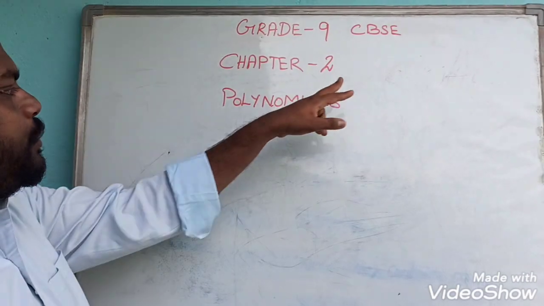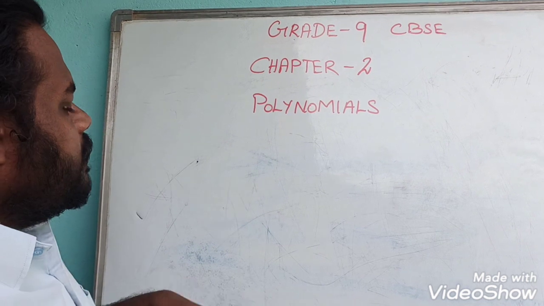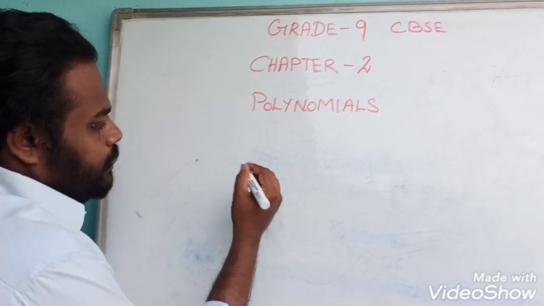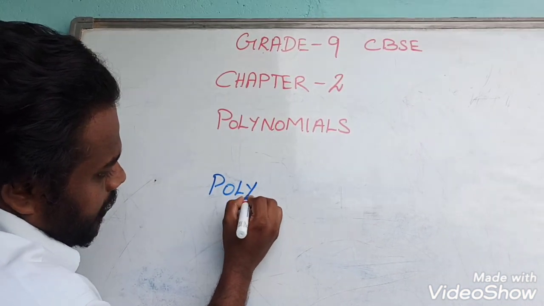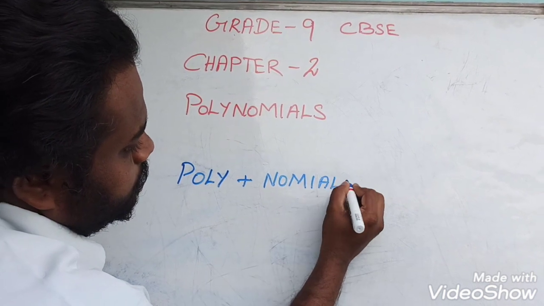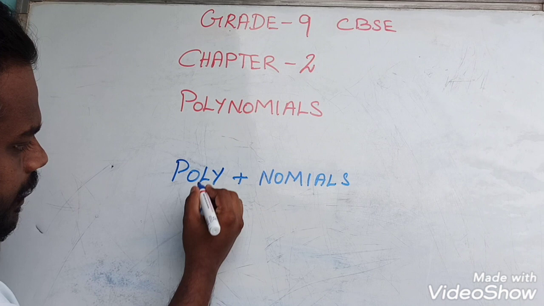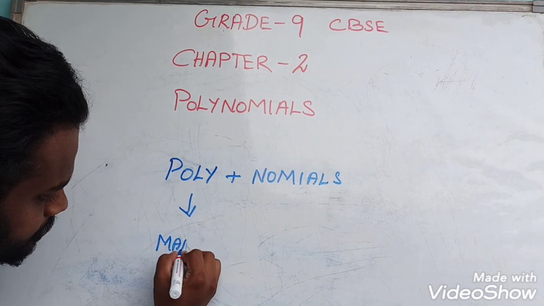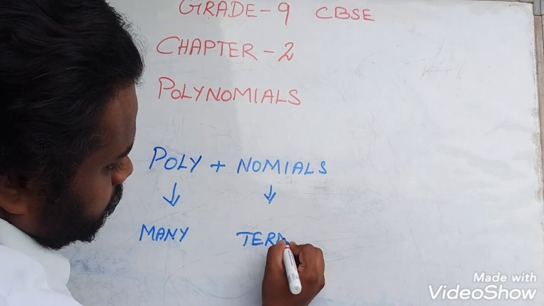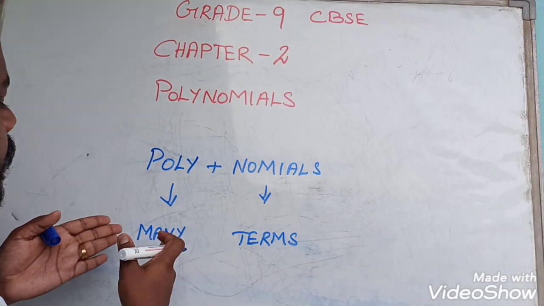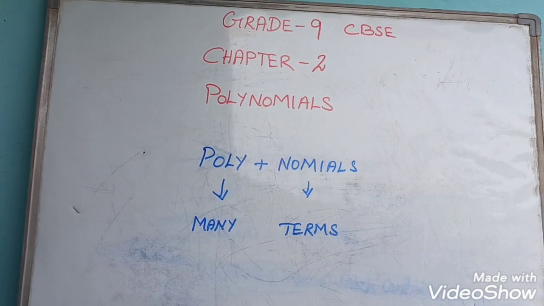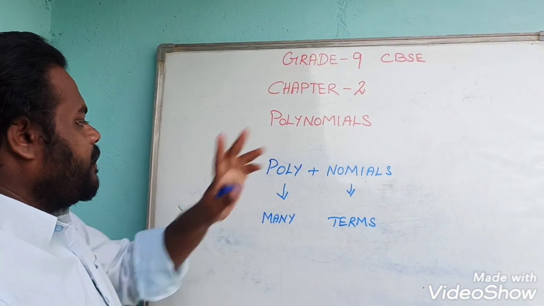Now we see chapter 2, polynomials. Now we see the definition for a polynomial. Before that I have to split the word polynomial into two, like poly plus nomial. Here poly means many and nomial means terms. By using these two words, you conclude the definition of the polynomial. An expression which contains many terms is called a polynomial.